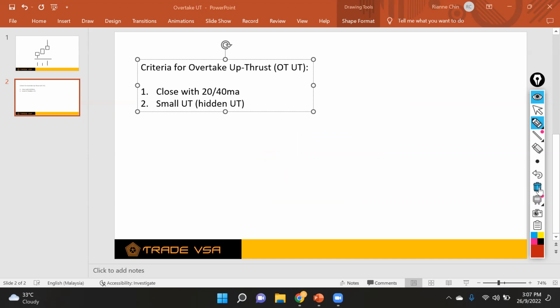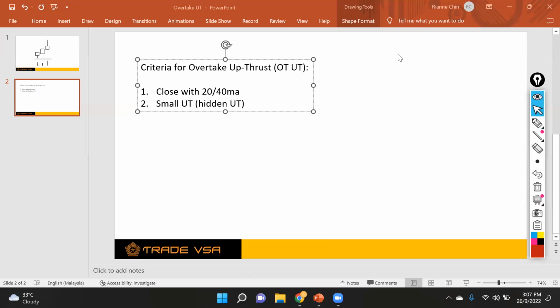Sorry, just want to check again. Is anyone here following me so far with these two points? Type 1 for yes, type 2 for no. Type 1 yes, type 2 no. Okay, thank you, Nigel. You all understand what it means by small UT, right? Or maybe a hidden UT. Okay, thank you, Nora.